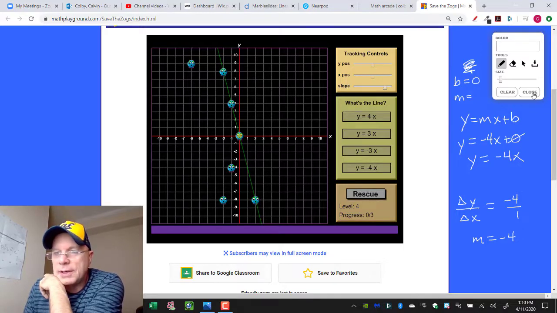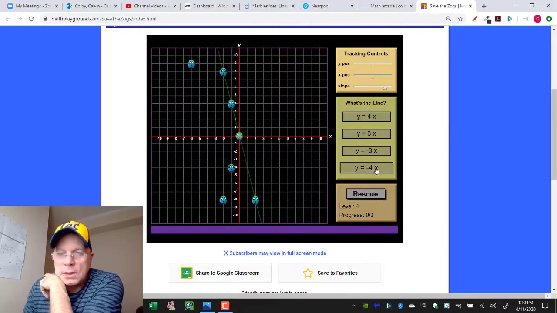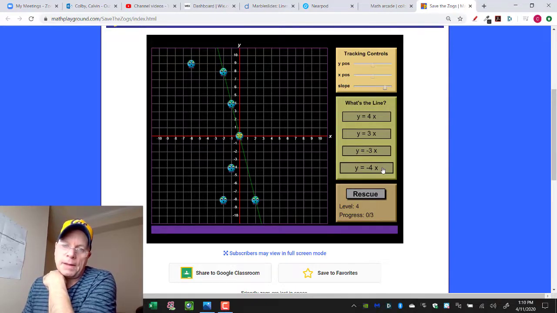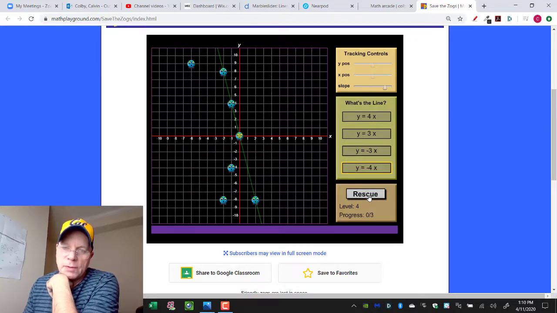I could have probably limited it to these two just by knowing it was a negative slope, a downhill slope, but I still would have had to calculate the actual slope.